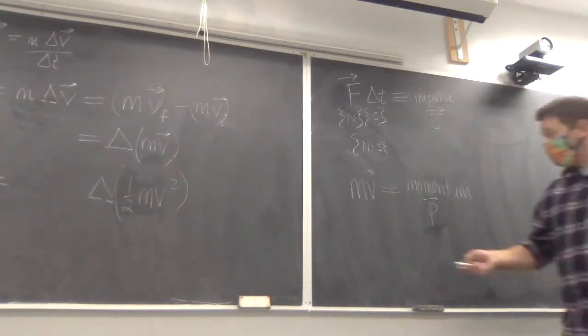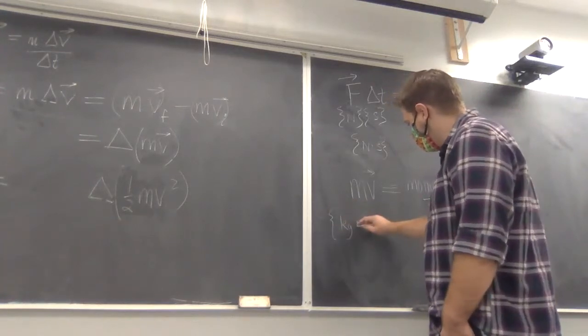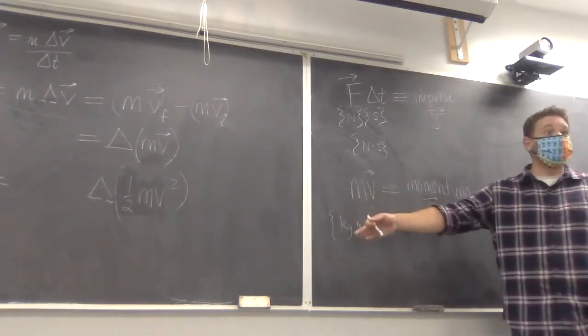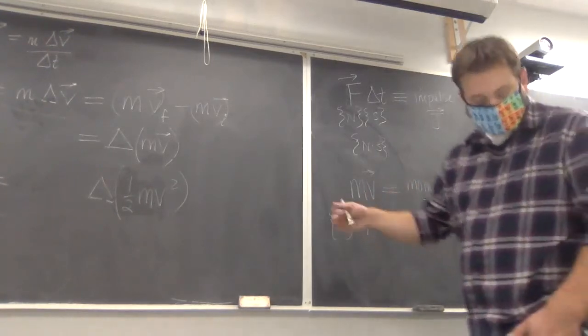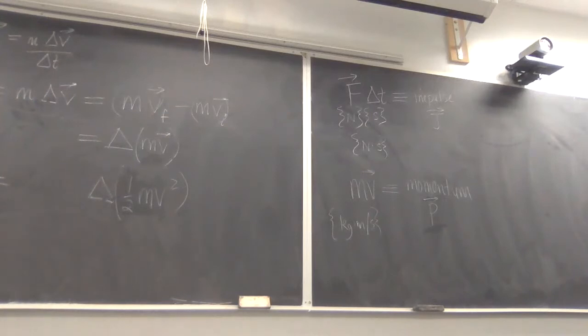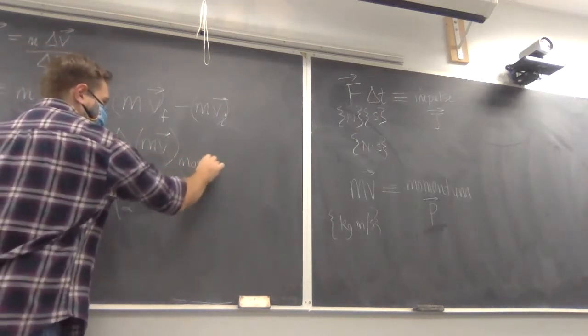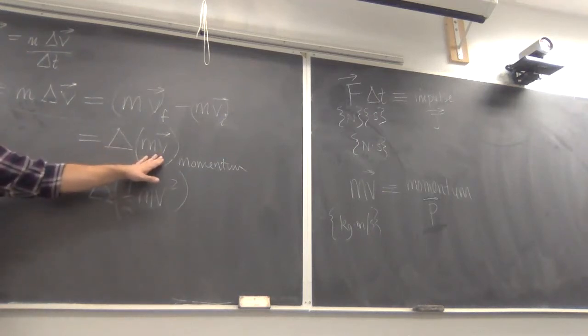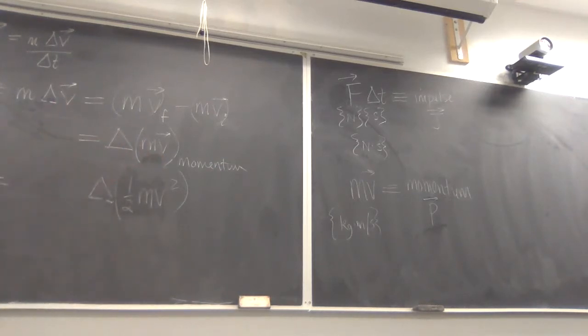The units for this should be kilogram meters per second, for momentum. Yep, because it's a mass in kilograms times the velocity in meters per second. And this equal sign right here, it's called the impulse momentum theorem. This is what I just said was impulse. This is what I just said was momentum. So this relationship together is the impulse momentum theorem, just like we had the work energy theorem.